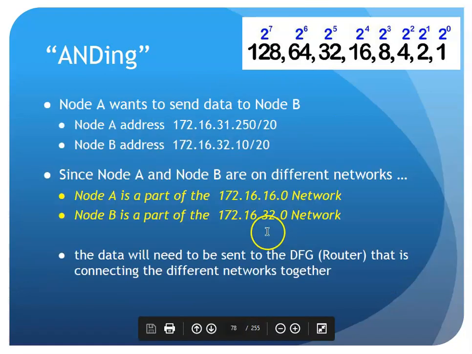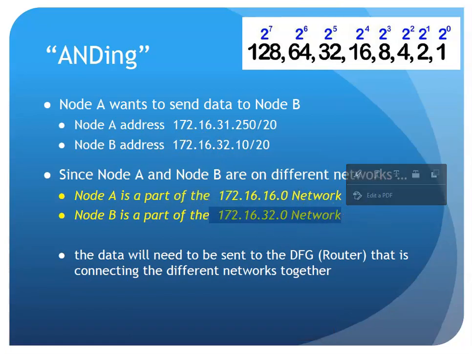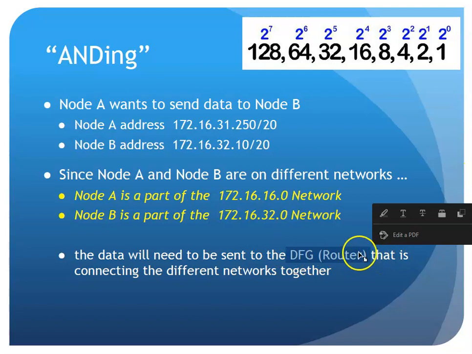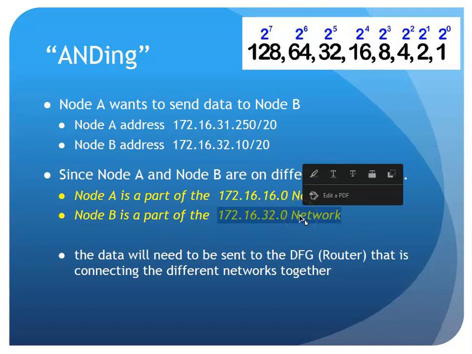So when I now compare them, node A is part of the 16.0 network. Node B is the 32.0 network. Oh, they're part of two different networks now. They might be on two separate floors and two separate buildings. Could even be two separate campuses. But they belong on separate networks. So when A wants to send to B, A is going to have to send it to the router, and the router will look up and go, oh, the 32.0 network, I know where that is, and it'll pass that out the appropriate port to get to that network.